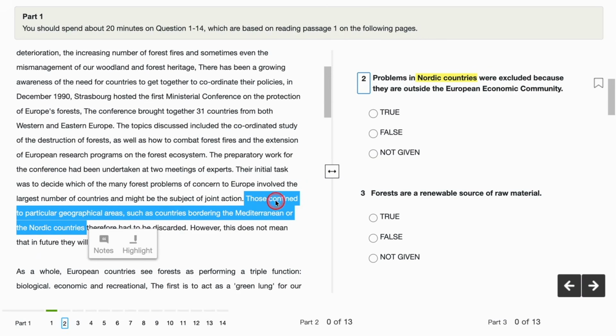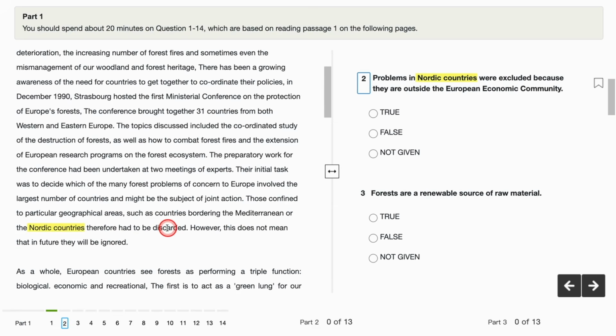Let's read it carefully. Those confined to particular geographical areas, such as countries bordering the Mediterranean or the Nordic countries, therefore had to be discarded. Through the word confined, we can note that their problems were not discussed because their problems were confined, were limited to only a few particular countries. If you are not certain about it, you can read back. Here it says their initial task was to decide which of the many problems of concern to Europe involved the largest number of countries.